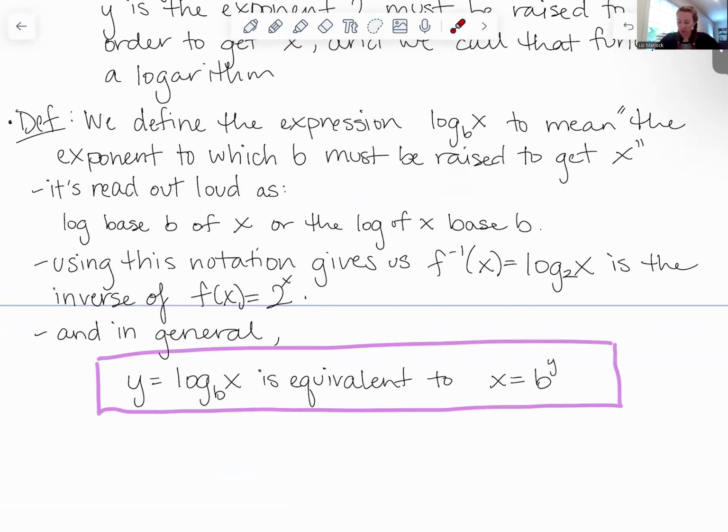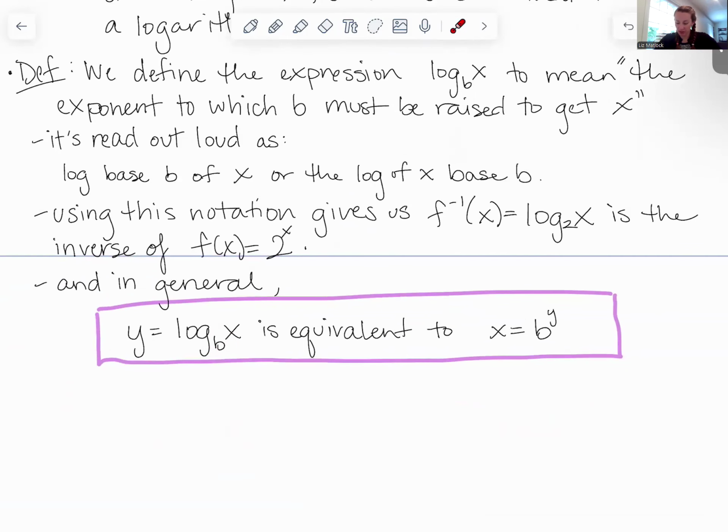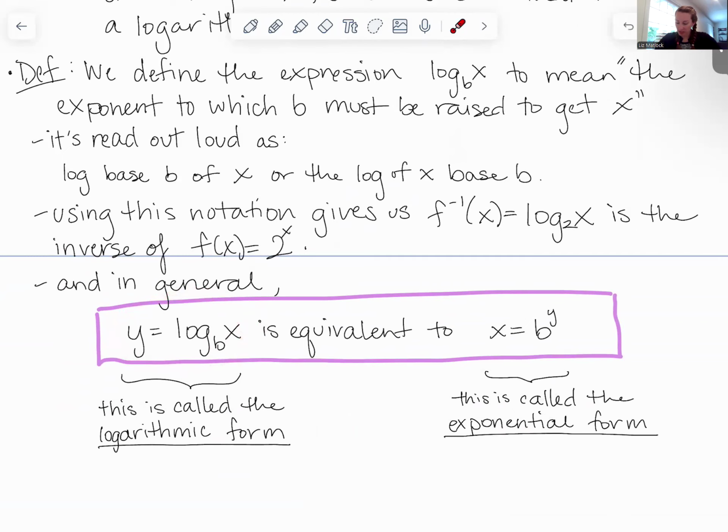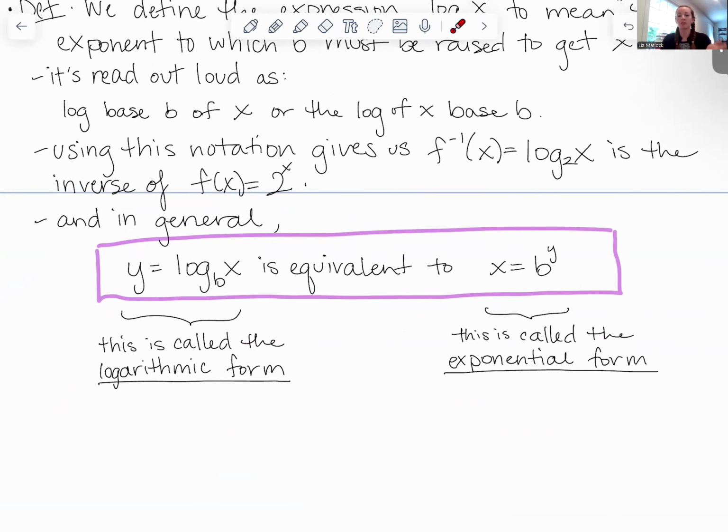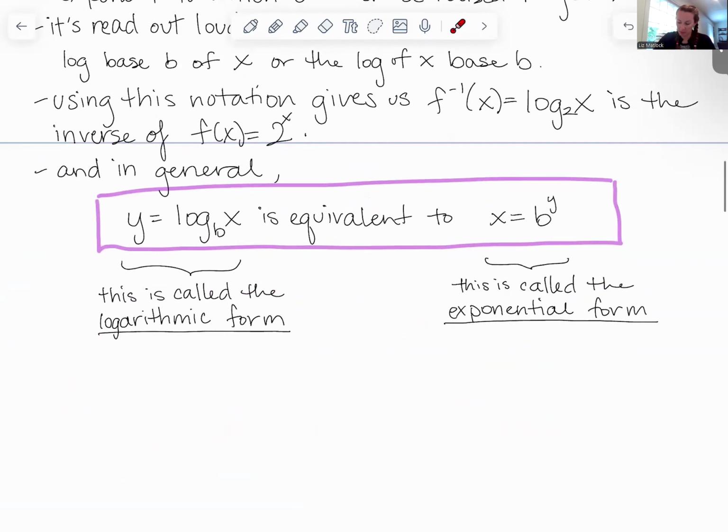So this is really important when it comes to logarithmic functions. Because they're equivalent, we call this version the logarithmic form, and we call this version the exponential form. And it's important to be comfortable switching back and forth between logarithmic form and exponential form.